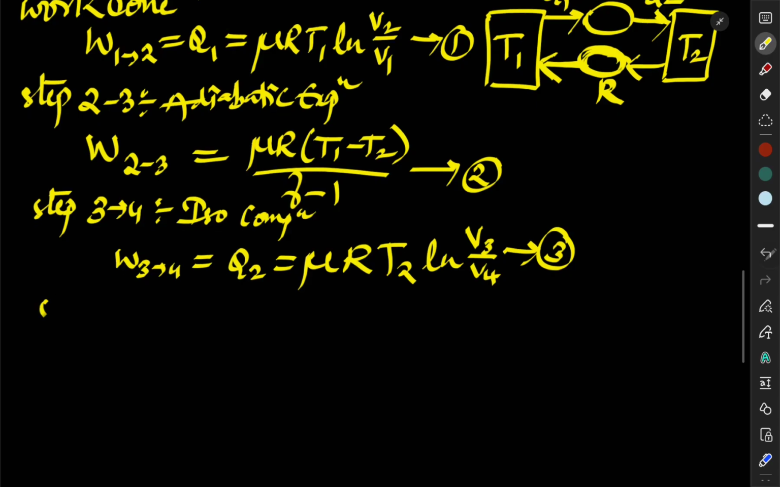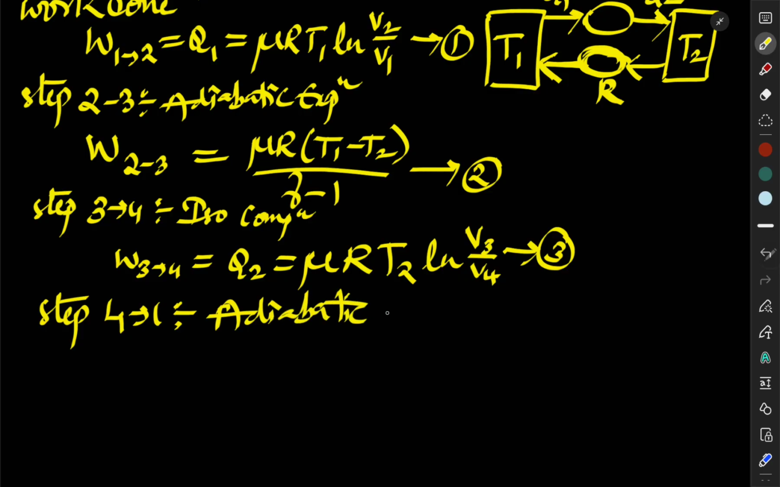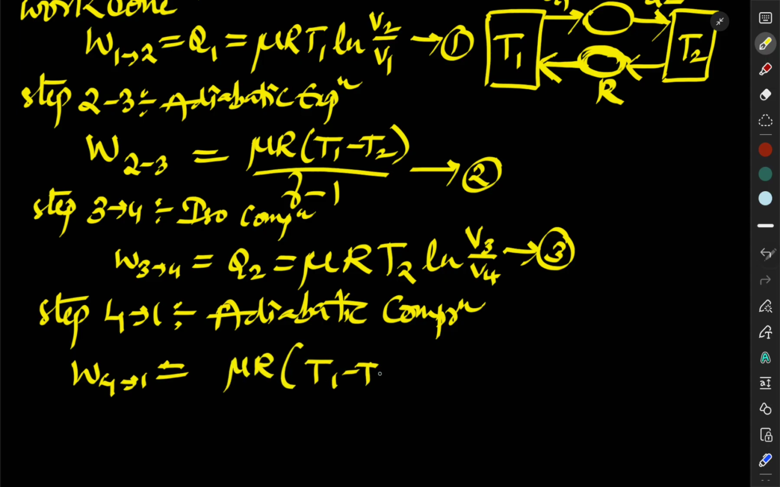Similarly, at step 4 to 1, that is coming back to its initial position, what is the process that is going on? Adiabatic compression is going on. So the work done for step 4 to 1 will be mu R (T1 minus T2) by gamma minus 1. This is equation number 4.